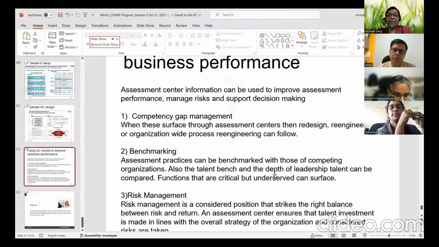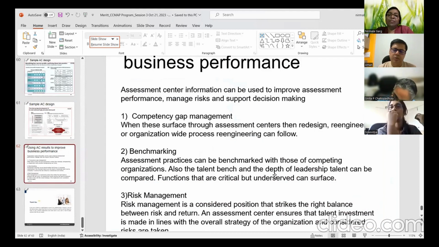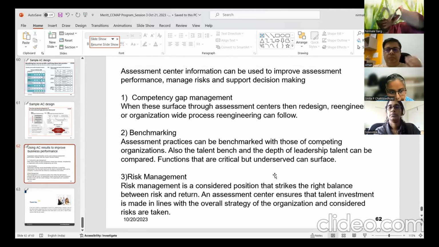As we wind up, these are some of the uses, and this is where you can use your assessment center information: filling up competency gaps, ensuring best practices, and certain risk management. Overall, it raises the bar and ensures predictability, hiring the best talent, and also improving the performance of people. Though it is very costly and expensive, most organizations are using assessment centers and development centers because there is a huge amount of predictive validity in terms of performance. Okay, with this, we come to the end of the session on assessment centers.